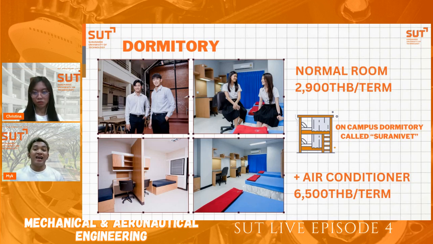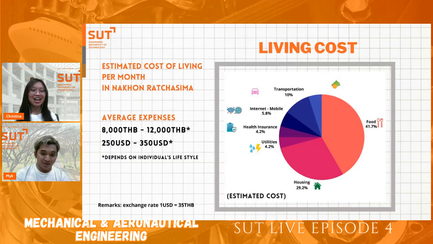Dormitory options at SUT here in Nakhon Ratchasima, Thailand are available for students. Students have the choice of a normal room, which costs 2,900 Thai baht per term, or a room with air conditioning for 6,500 Thai baht per term. Both options are located within the on-campus dormitory complex known as Suranivet, providing convenient and accessible housing for students during their studies at SUT.